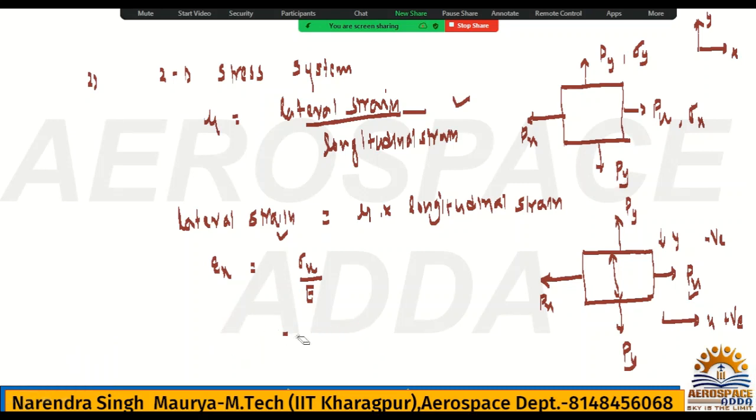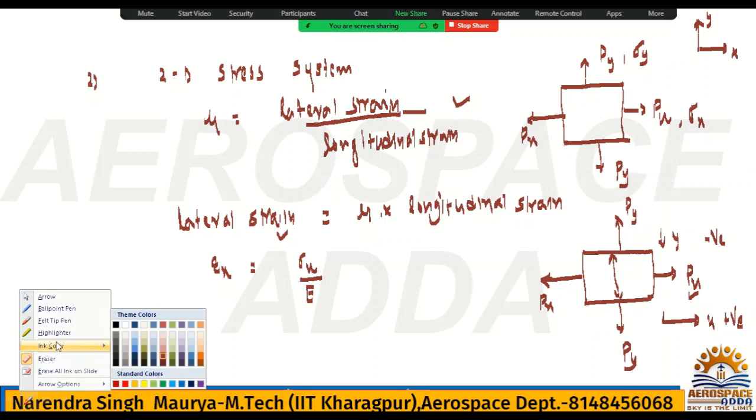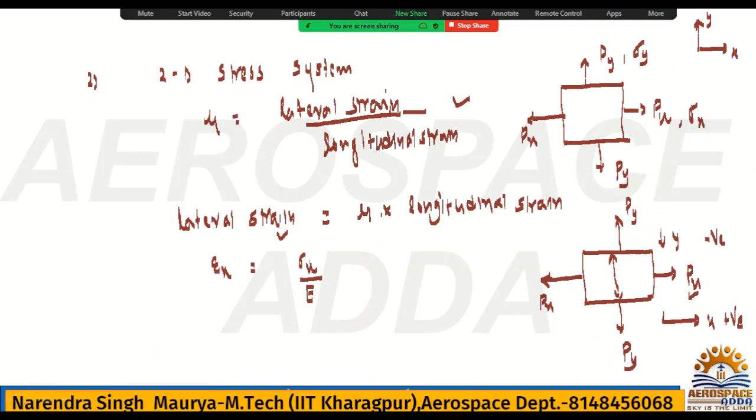Now what will be the strain in x direction? That will be the strain in x direction, which will be positive because there is the elongation. But in y direction, that will be the lateral strain, and it will be Poisson ratio into longitudinal strain in y direction. And it will be negative. Why? Because if in x direction it is elongated, then in y direction it will be shortened. So minus Poisson ratio and strain in y direction, that is sigma y divided by E. So this is what epsilon x is.